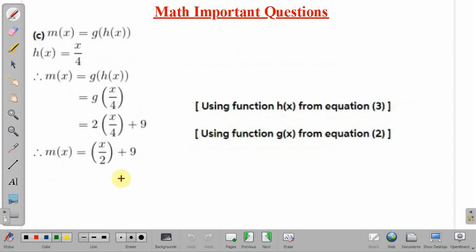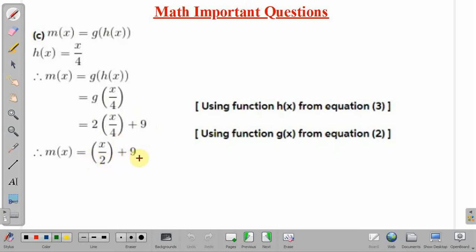Now we need to find a function m(x) such that m(x) equal to g of h(x). So h(x) is given as x by 4. Therefore m(x) will be equal to g of h(x), or g of x by 4, because h(x) equal to x by 4. And now we know from the given function g(x) equal to 2x plus 9. So substituting x equal to x by 4, we will get 2x by 4 plus 9. So m(x) will be equal to x by 2 plus 9.